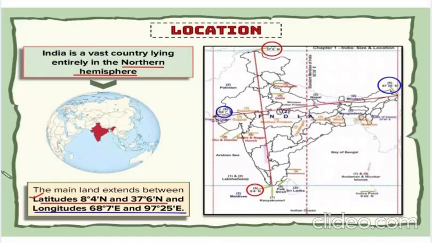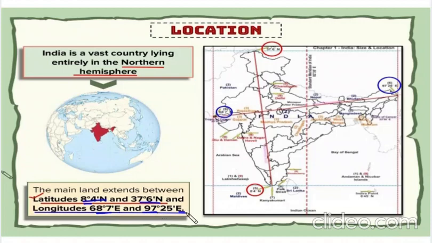Now, the location of India. India is a very vast country in the northern hemisphere of the world. The mainland extends between two latitudes and two longitudes. So the mainland of India lies between what? Latitudes 8 degrees 4 minutes north and 37 degrees 6 minutes north. These are the latitudes, correct? And what are the longitudes? Longitudes are 68 degrees 7 minutes east and 97 degrees 25 minutes east.